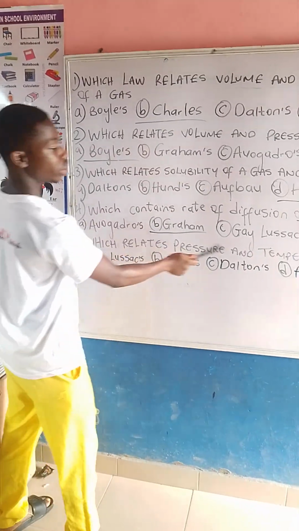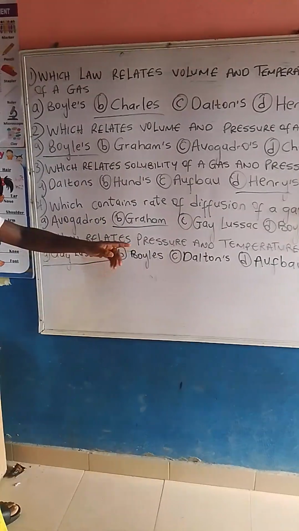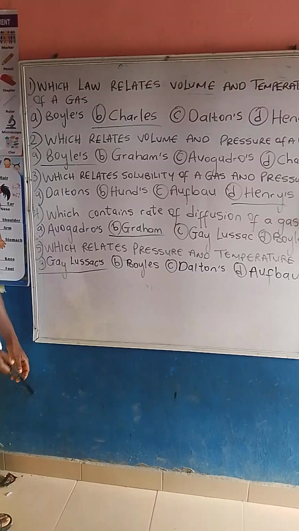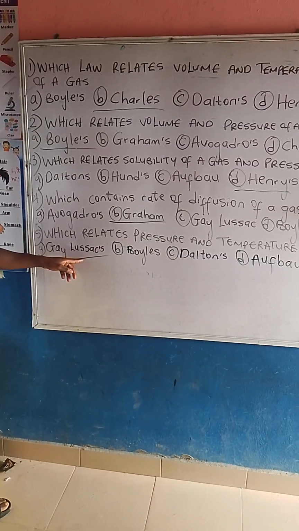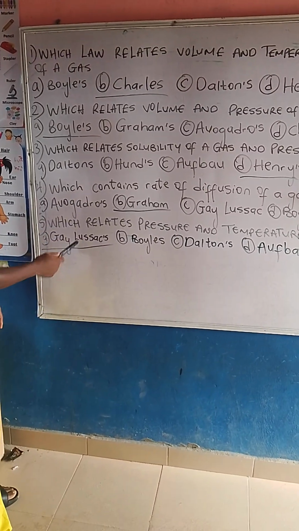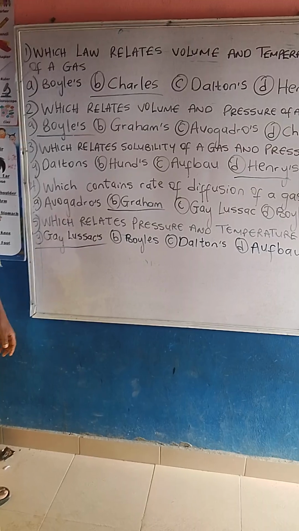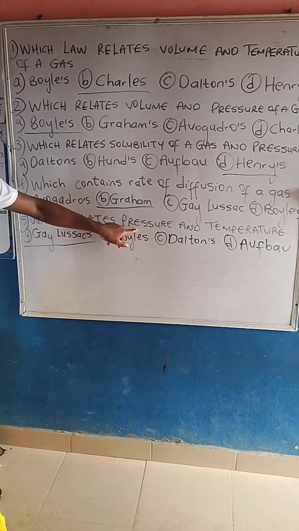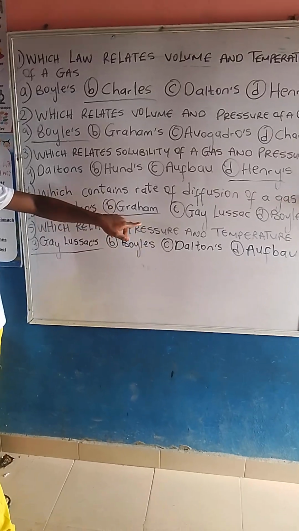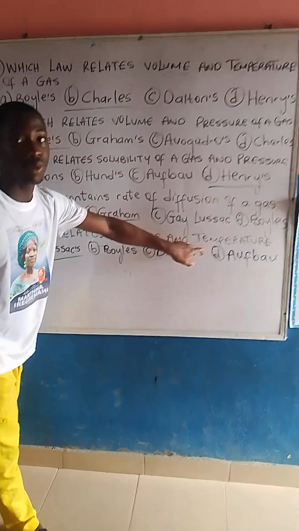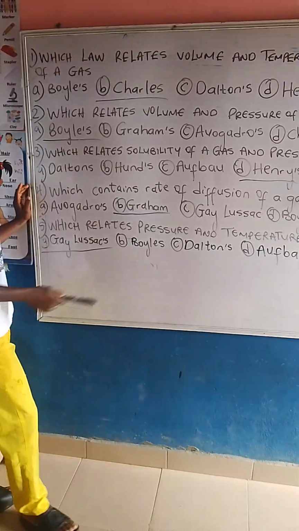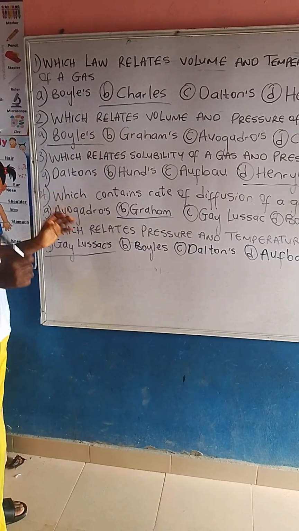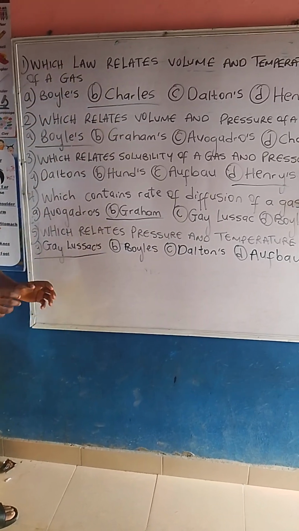Now, which relates pressure and temperature? Let's take Gay-Lussac's law. Gay-Lussac's law states that at constant volume, the pressure of a fixed mass of gas is directly proportional to its absolute temperature. So you can see Gay-Lussac's law relates pressure and temperature at constant volume. So this is how you answer questions like this.